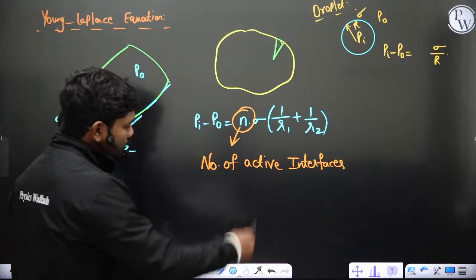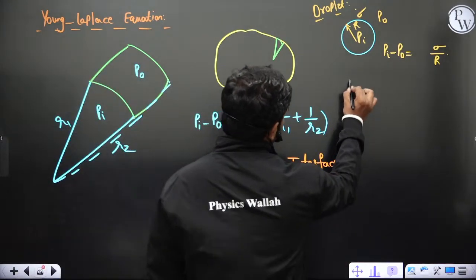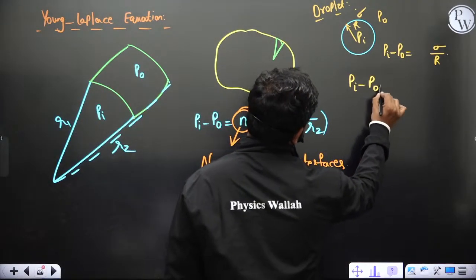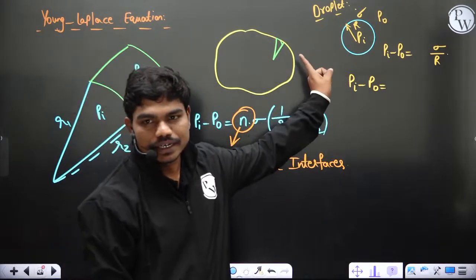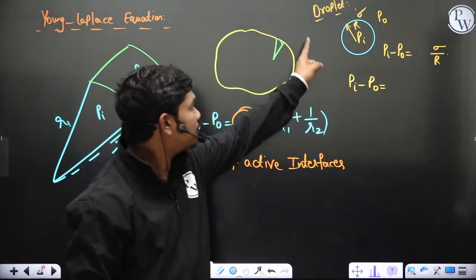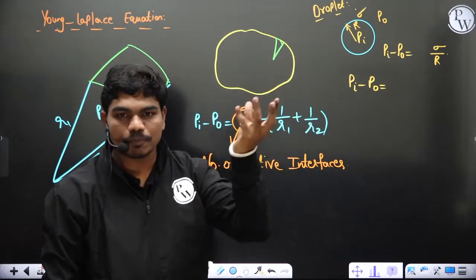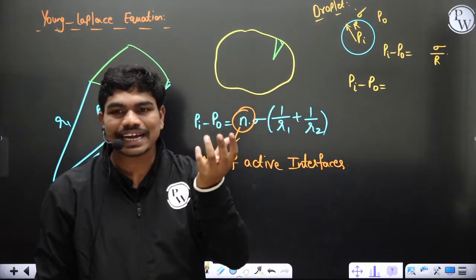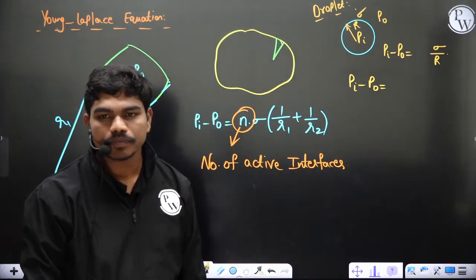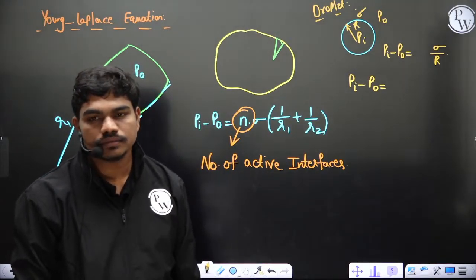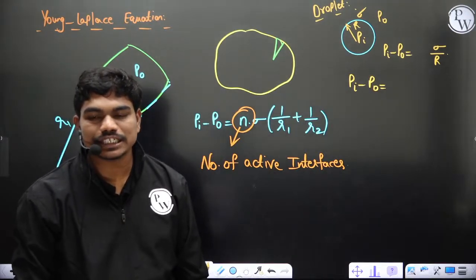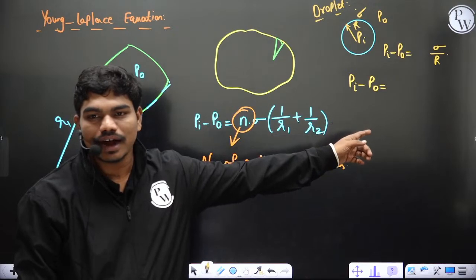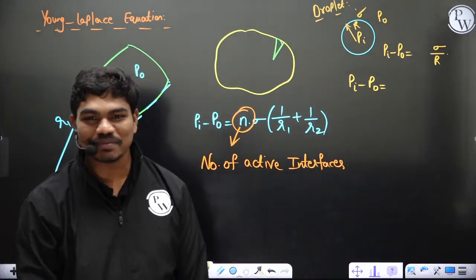See here. In this equation, Pi minus Po is equal to N, the number of active interfaces. If you have a droplet, how many active interfaces do you have? It's a drop. In a droplet, how many active interfaces do you have actually? Come on. How many active interfaces do you have in case of a droplet? I didn't mug up, okay, good. If you don't mug up, it's really good.